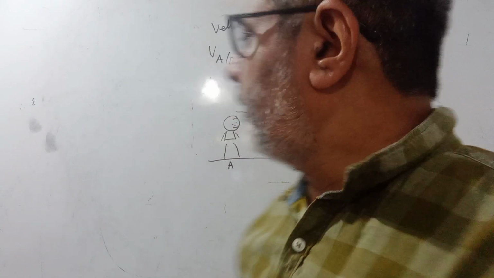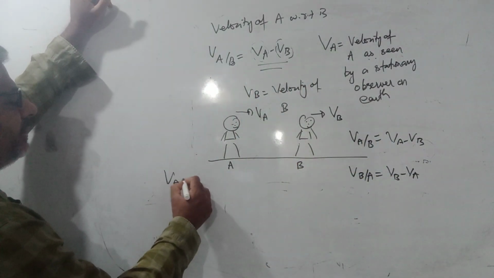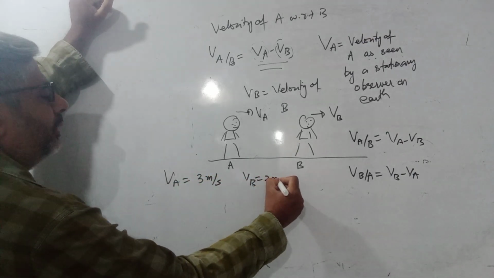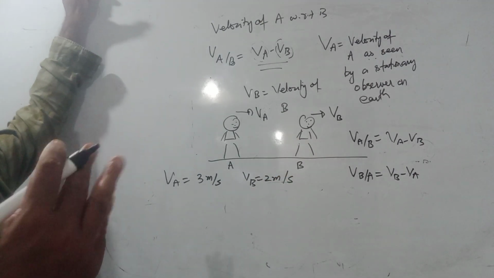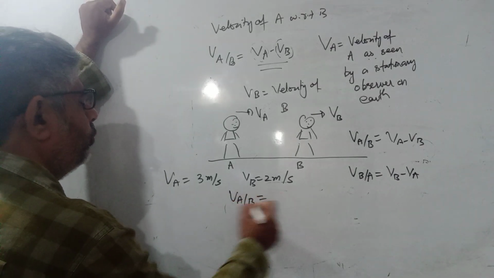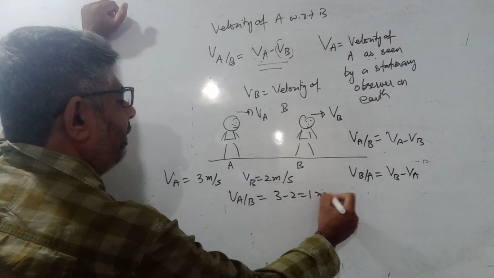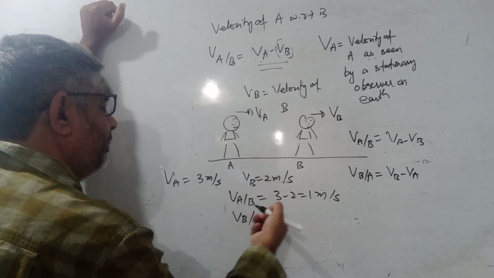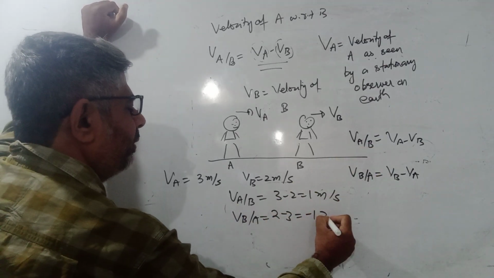Now suppose velocity of A is 3 meters per second and velocity of B is 2 meters per second. This will be a slightly longer video, so have patience so that I can cover everything. Now velocity of A with respect to B according to this would be nothing but 3 minus 2. So that is 1 meters per second. Similarly, velocity of B with respect to A, that will be VB minus VA, that is 2 minus 3 equals to minus 1 meters per second.